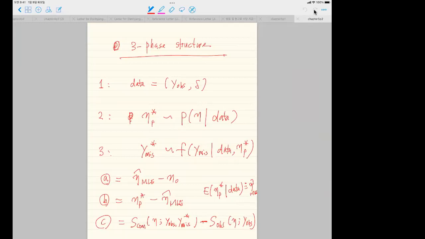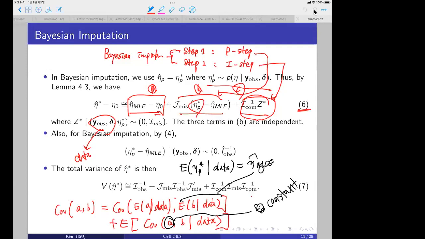We can just compare it with Lemma 4.3, right? In 4.3, we use eta hat P. Why don't we directly use eta hat MLE, which may decrease the variance? That's a good point. The theory itself is nothing wrong, but that's a very natural question. What's the point of using all this when it actually increases the variance?